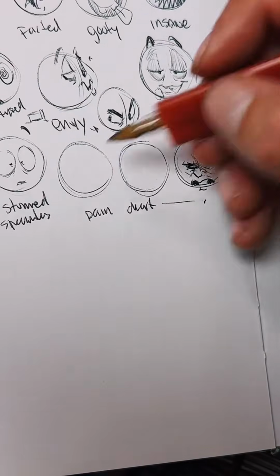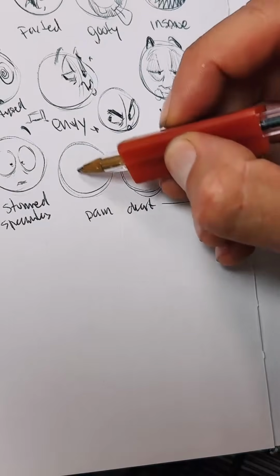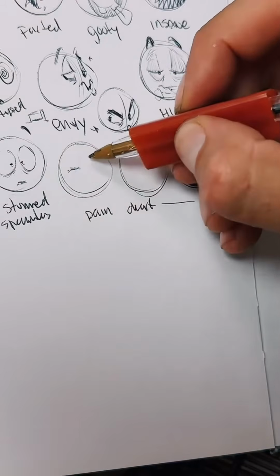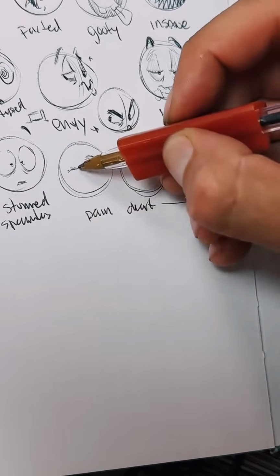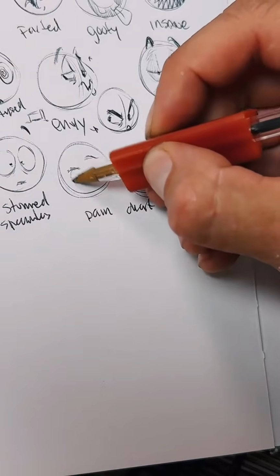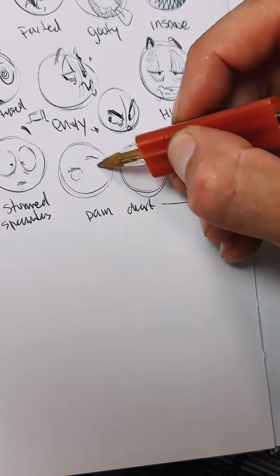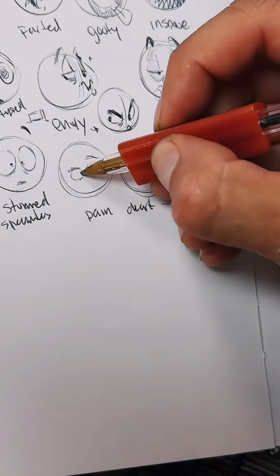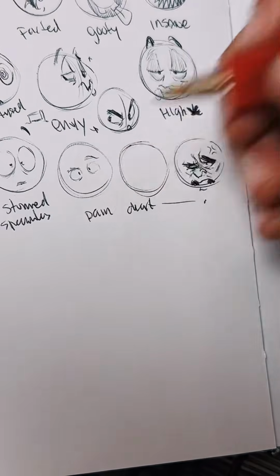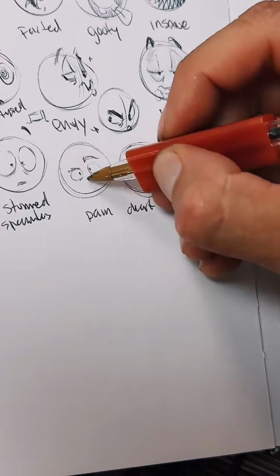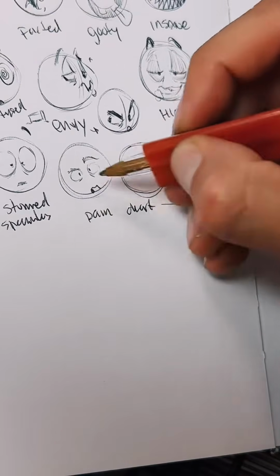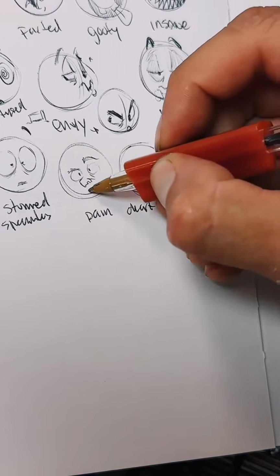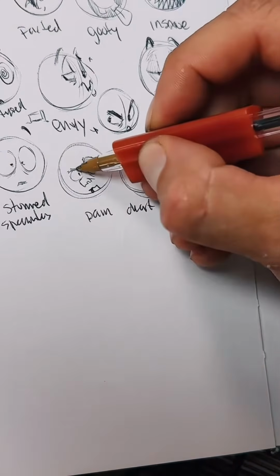Then let's do a little bit less pain. Let's do mild annoyance, like, oh. So maybe the eyebrow down, maybe this one a little bit high still. The eye would be a little bit more open. You'd have a little bit of distress because it still hurts. So mild distress.